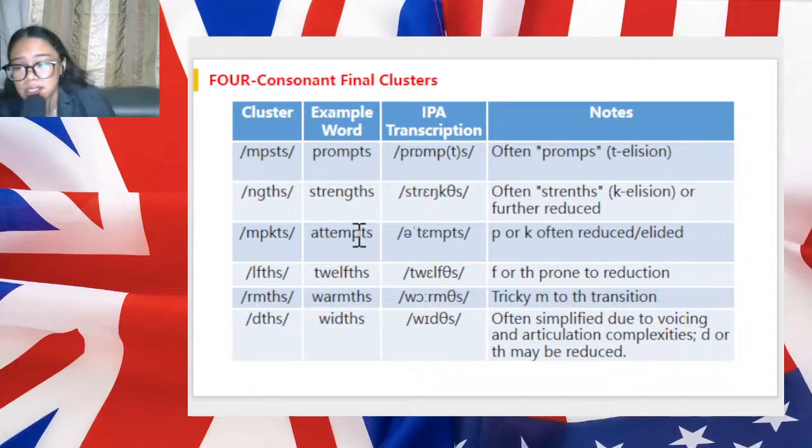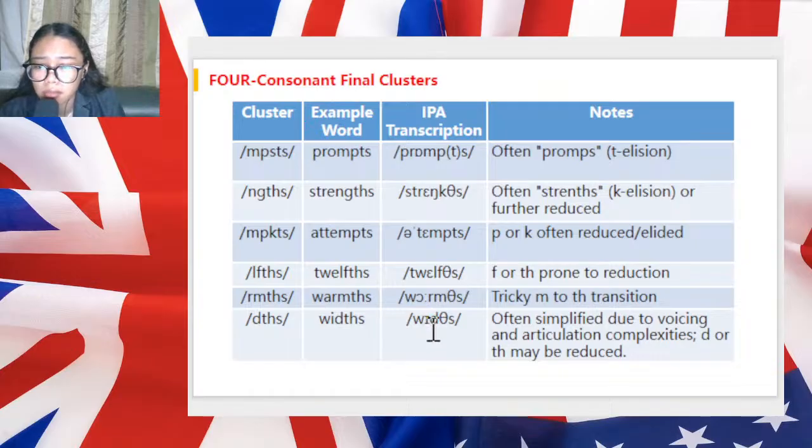That's that. MPTS prompts, NGTHS strength, MPKTS triumphs, maybe. That's for the last couple of consonant clusters. Start with MPTS prompts and NGTHS word example. Next is this one. Anyway, that's actually good. And that's a wrap up, everybody.